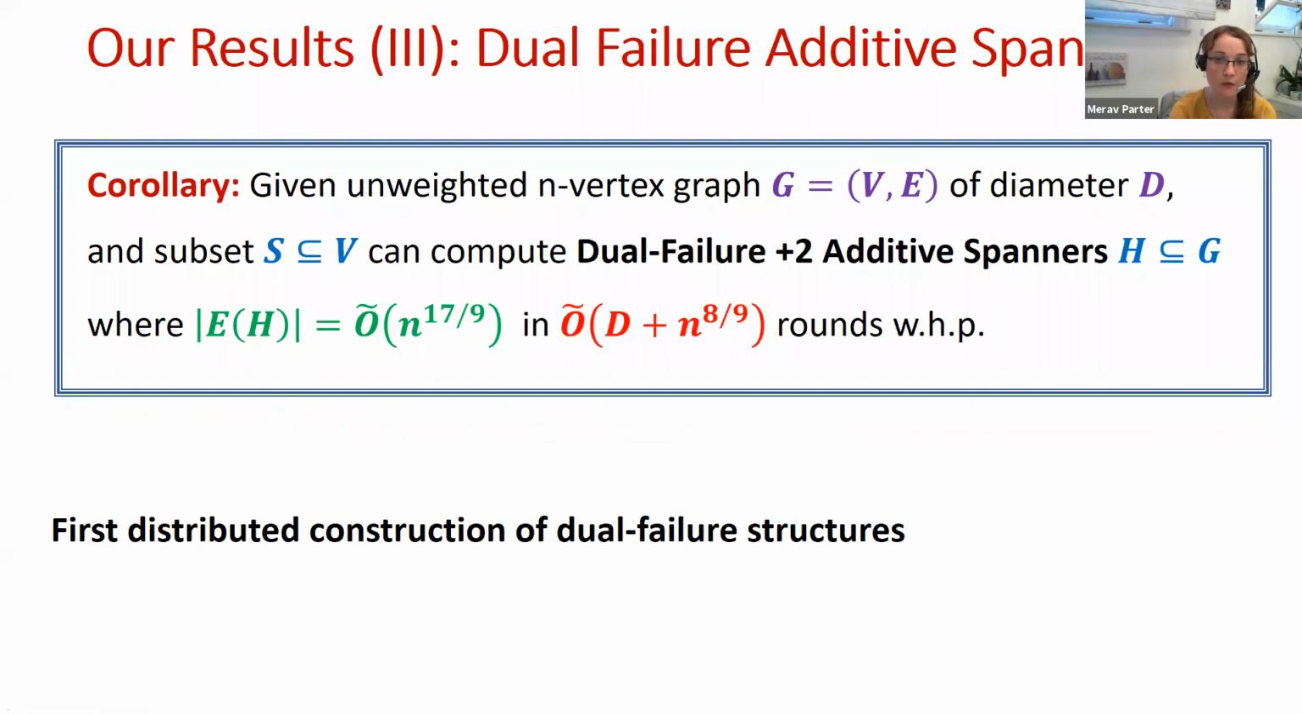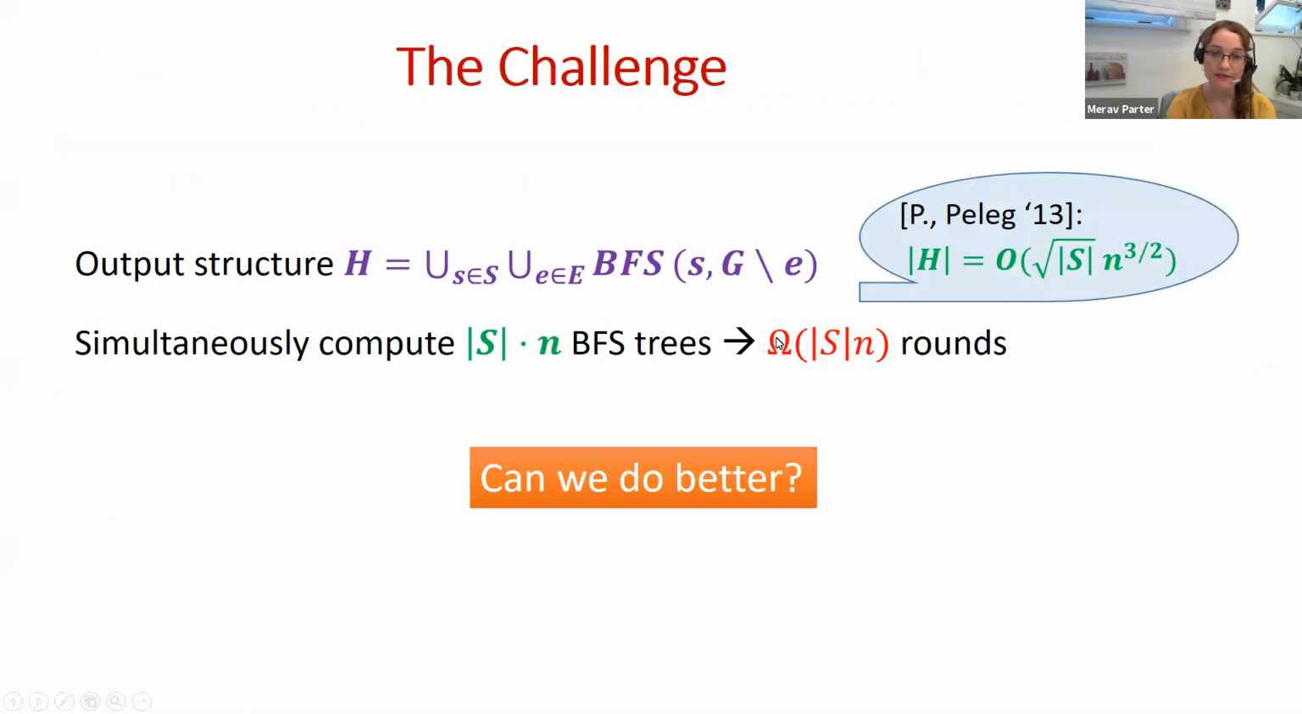And as I said before, once we have preservers for multiple sources, we can also tweak them into providing fault-tolerant additive spanners with additive stretch 2, and this is the sparsity that we get, which is again subquadratic with a sublinear number of rounds. Okay, so what is the challenge?